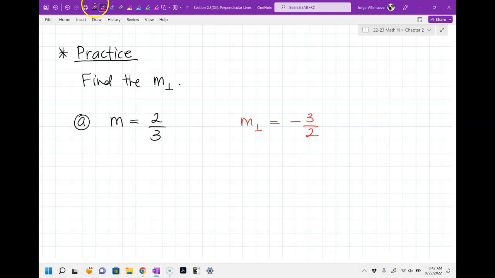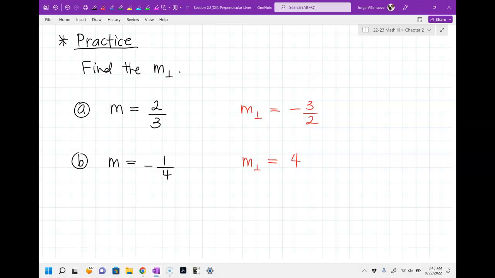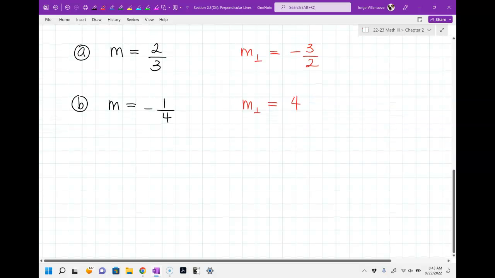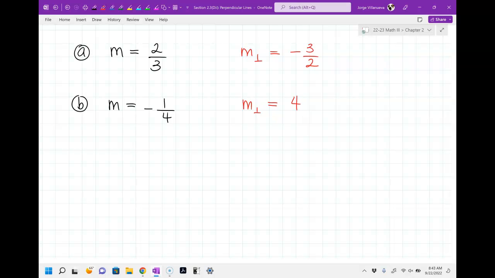Okay, so let's try another one. What if my slope is a -1/4? What is my perpendicular slope? 4/1, or just 4, right? Just 4, or 4/1. Why? Because I took the opposite. That means that the negative sign goes away. And then I flipped it over. It became 4/1, which is just 4, right?